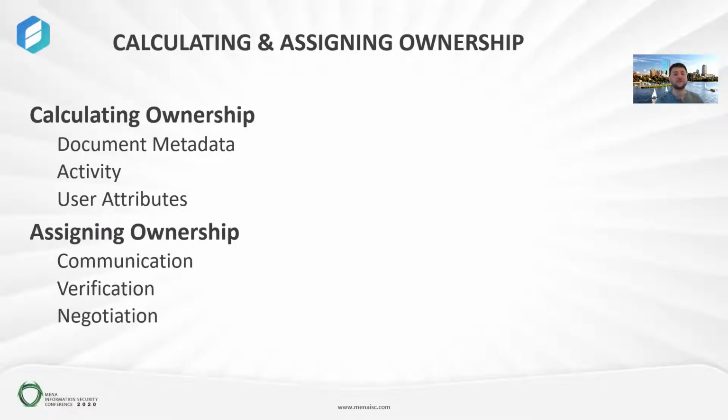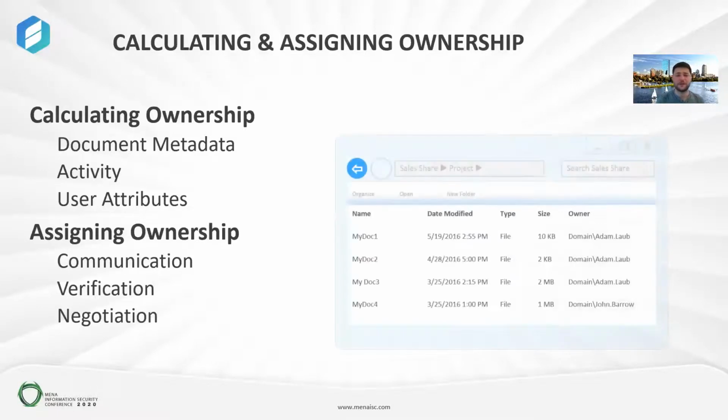So in addition to prioritizing risk, you also want to think about who the data belongs to and start to empower those people to make decisions about who has access to it. So calculating ownership is done by looking at document metadata, activity, and attributes, right? So starting with document metadata, who has created this content, right?